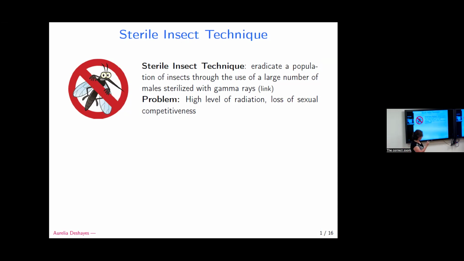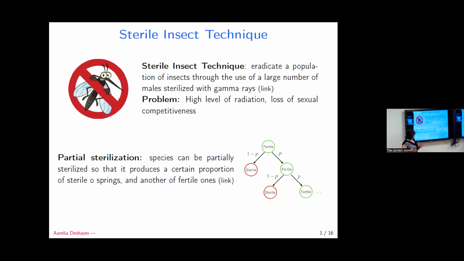those sterile males have a loss of sexual competitiveness, so they compete with fertile ones. So the idea is to do a partial sterilization, that is, ask for less radiation, and so we have a population of males who can reproduce and give a certain proportion of sterile offspring, another one of fertile ones. So it's not sterile anymore, but the child is fertile with probability p, and sterile with probability 1 minus p.